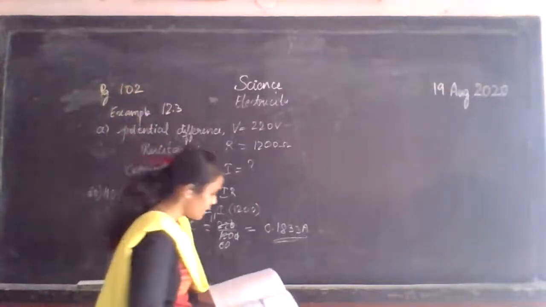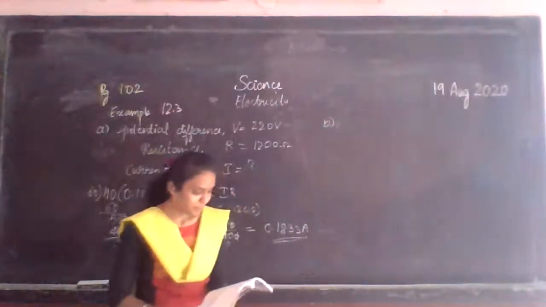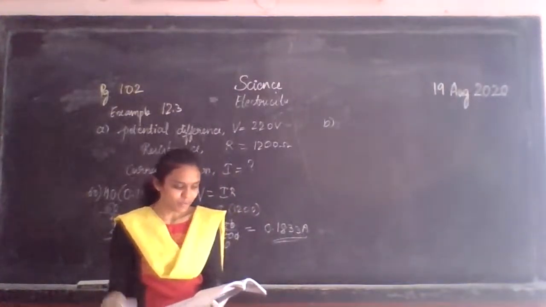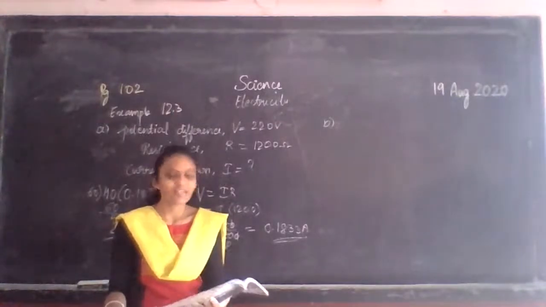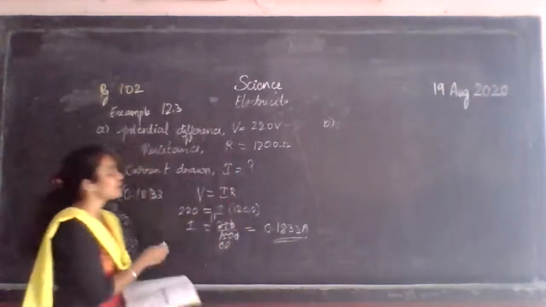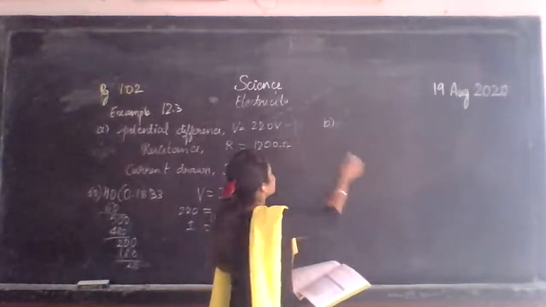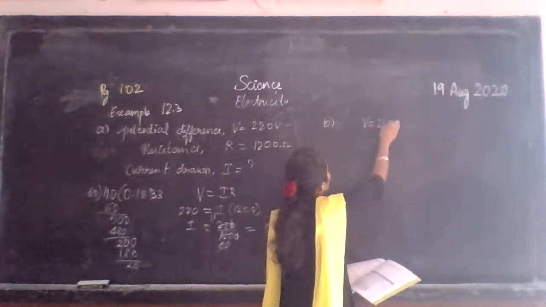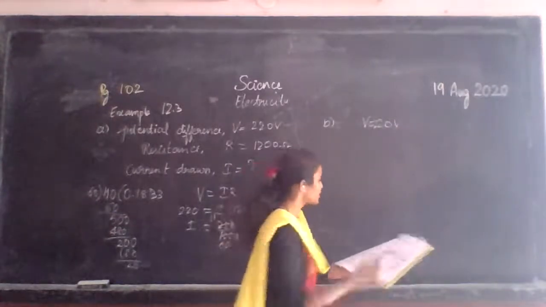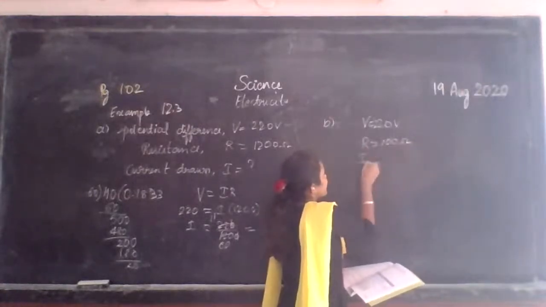And let us see the B question of the same problem. Example 12.3, question B. How much current will an electric heater draw from a 220 volt source if the resistance of the heater is 100 ohm? So they are connecting a heater coil. In the previous problem they had connected a bulb. Now they are connecting a heater coil for the same potential difference. V is equal to 220 volts and the resistance of the heater coil is 100 ohms. Now you have to calculate the current drawn.